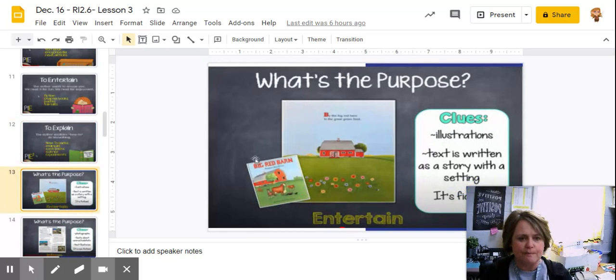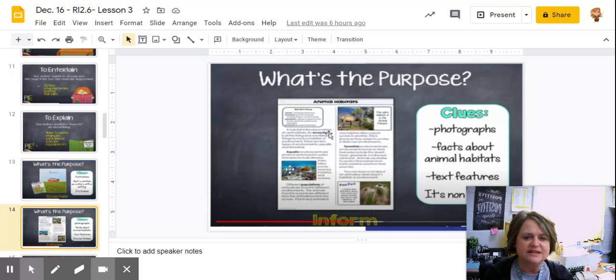What is the purpose of this book? The Big Red Barn. There are illustrations. The text is written as a story with a setting and lots of pictures. It is fiction, definitely to entertain us. So whenever it's a story with characters, when there is a setting, the author's purpose is to entertain us.